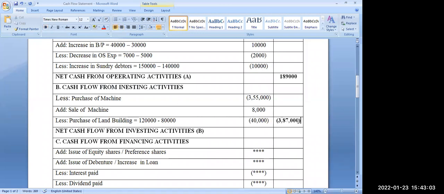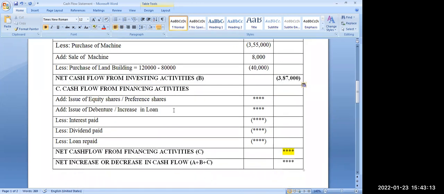This I will write in the next line. Next, cash flow from financing activity. Financing means you have to look at the liability side, non-current liability, long-term liability. So look at the liability and the capital side of the balance sheet. Share capital was 5 lakh, now it is 7 lakh. The meaning is issue of equity shares. How much was issued?